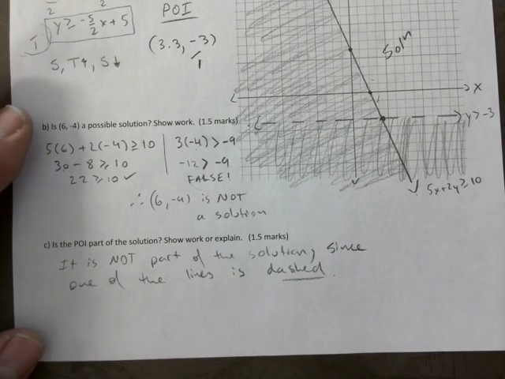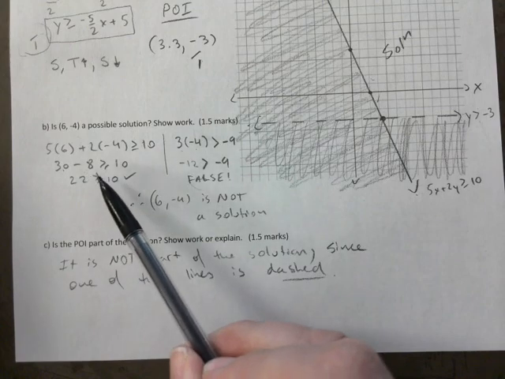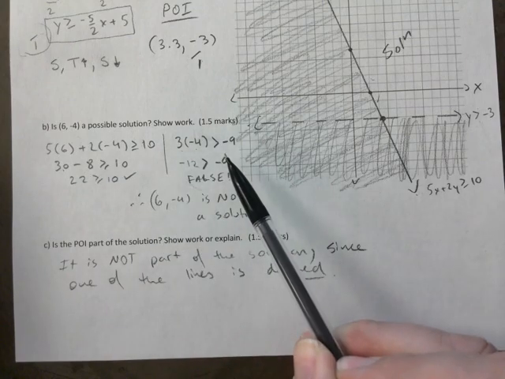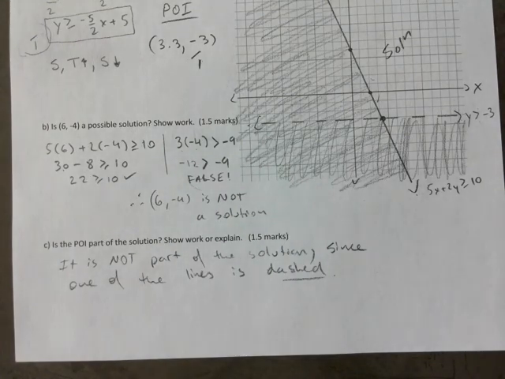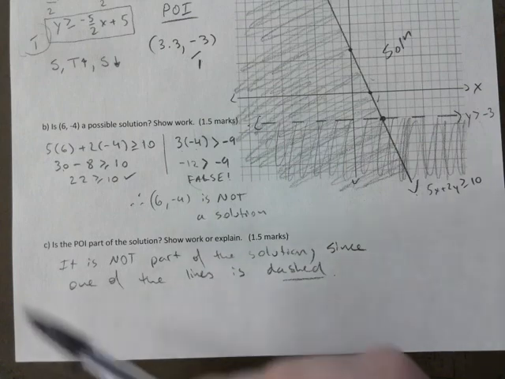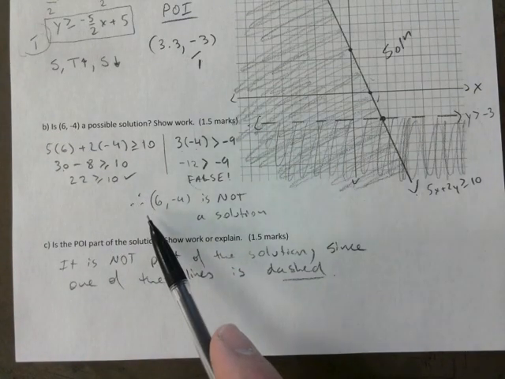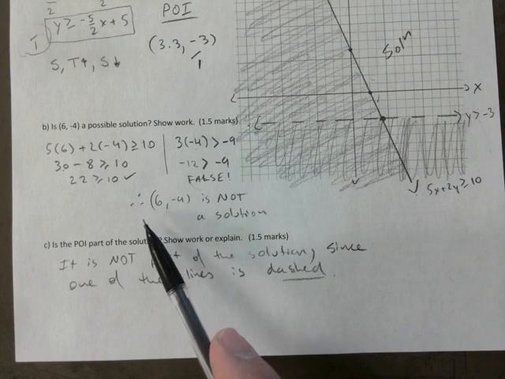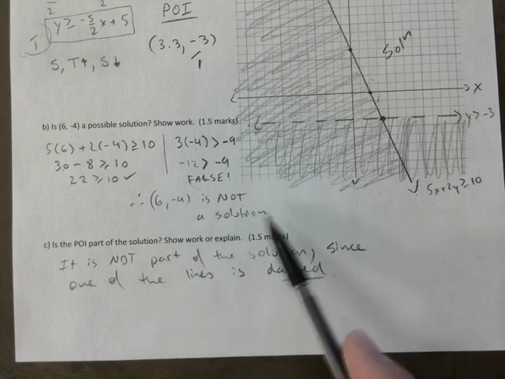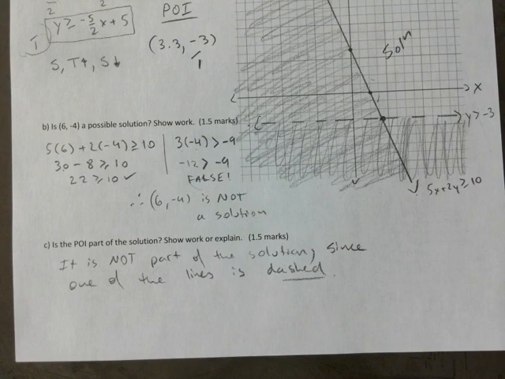So how could you have done it? Alternatively, you could have repeated the step here, and one of them would have been false, right? Plugging in the POI there. Take off half a mark, right? Because you need to tell me whether it is or not.